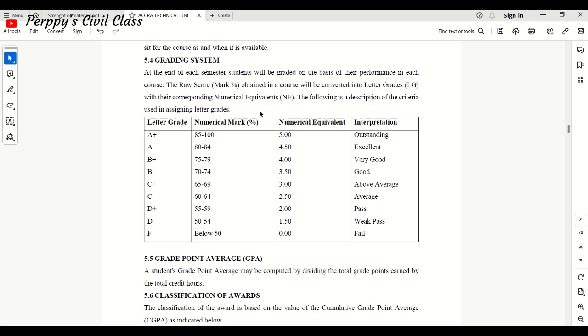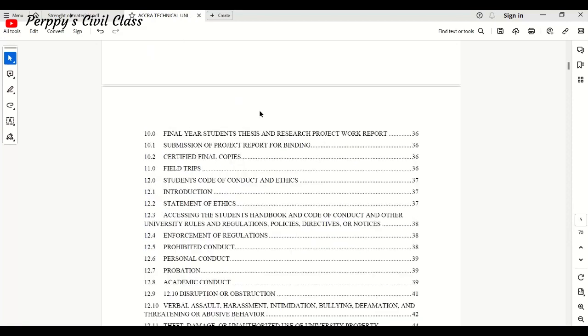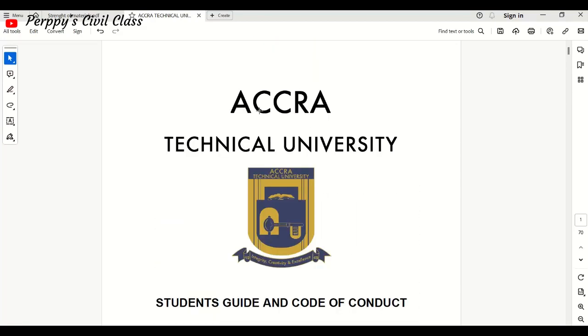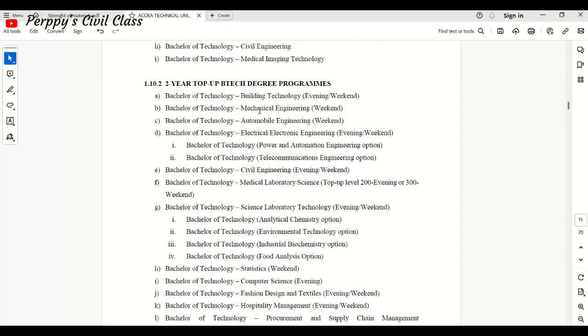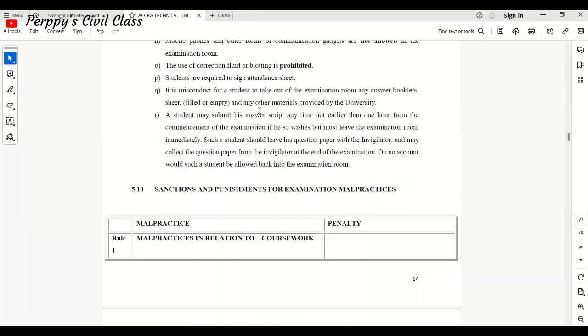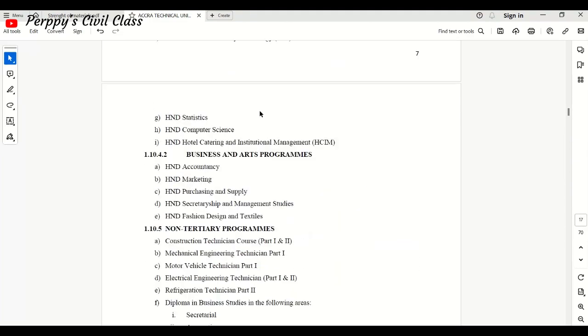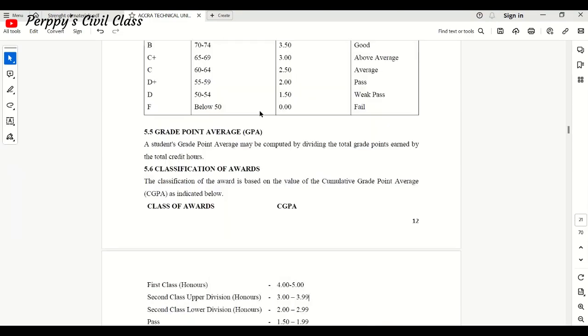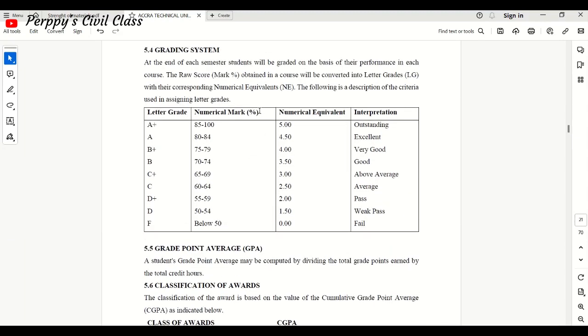This PDF here is the student guide from ATU, my school, Accra Technical University. Page 12 of our student guide tells us how to calculate our GPA. It shows us the grading system that is used in calculating our GPA and our CGPA. So we have the numerical value and the equivalent letter grade.